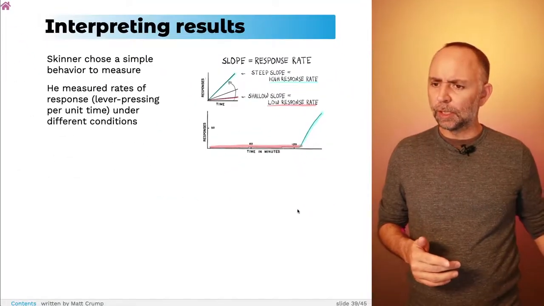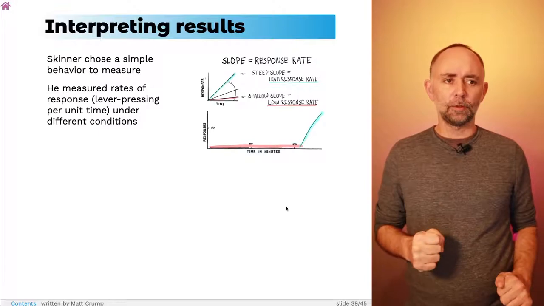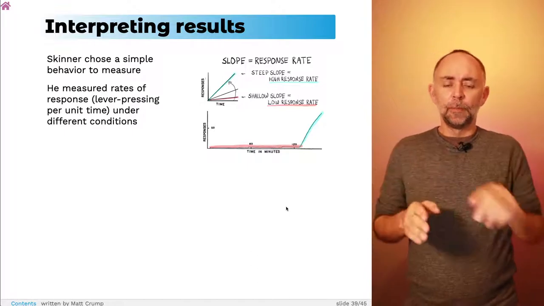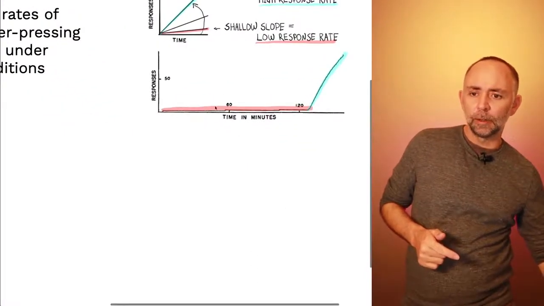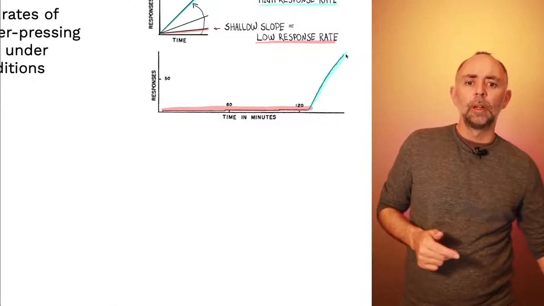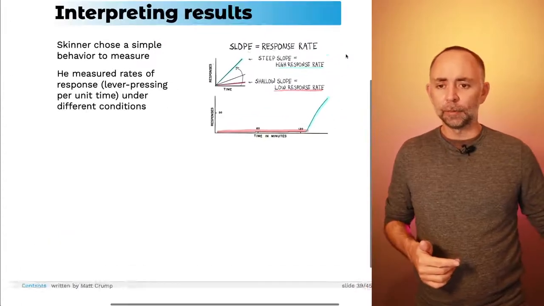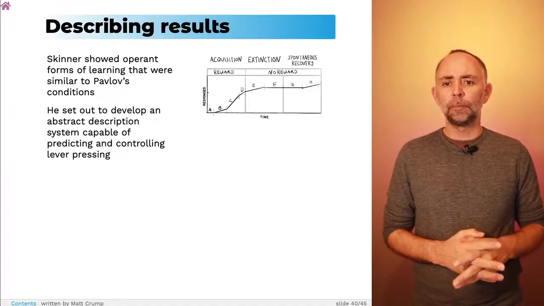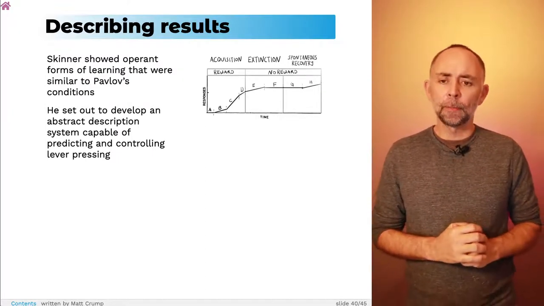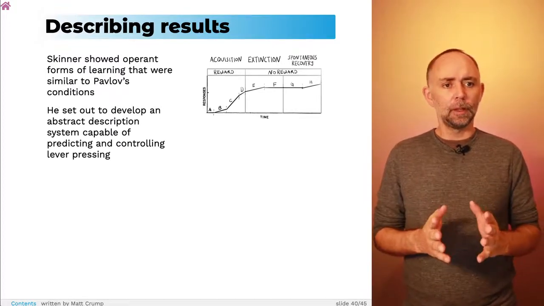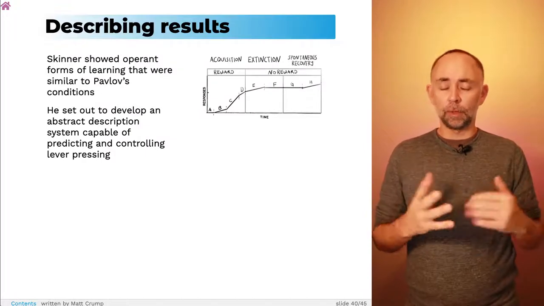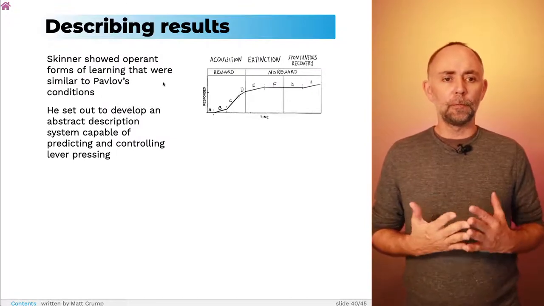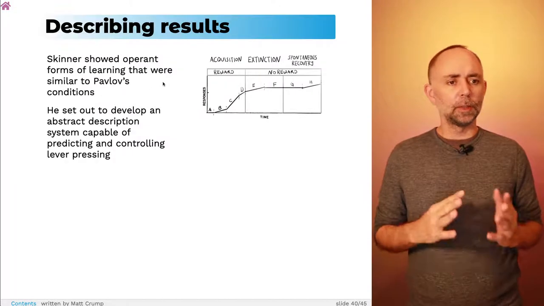Another thing I'm not sure I mentioned here, this is a cumulative response graph. So the position on this line as we go across time tells us the sum total of prior responses that have been made. One of Skinner's goals was to use a simplified situation like this and create a descriptive system capable of predicting and controlling this one behavior. He was able to show many different forms of operant learning that were similar to what Pavlov had shown.